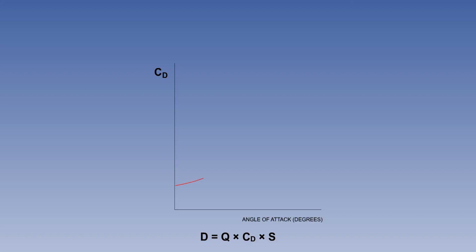Drag is the product of dynamic pressure, drag coefficient, and surface area. The drag coefficient, CD, is the ratio of drag per unit wing area to dynamic pressure. If the CD of a representative wing were to be plotted against angle of attack, alpha, the result would typically be a curve as shown on the screen.